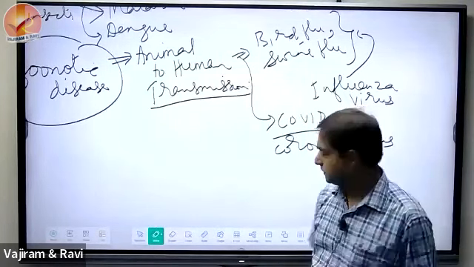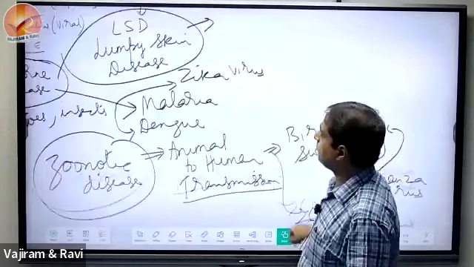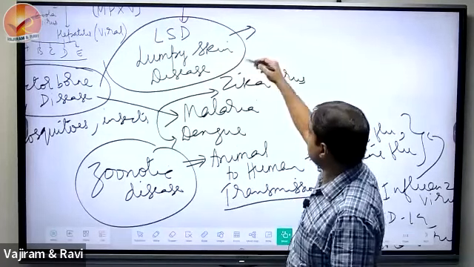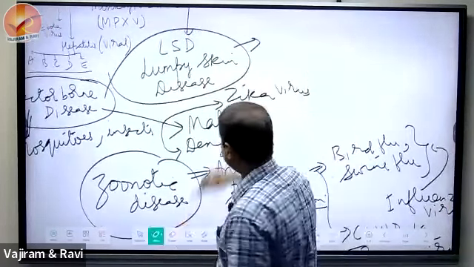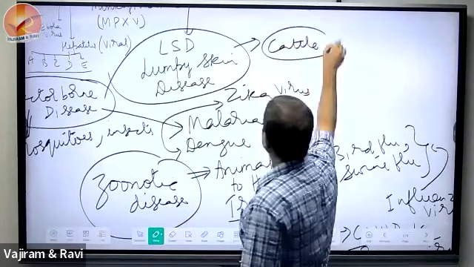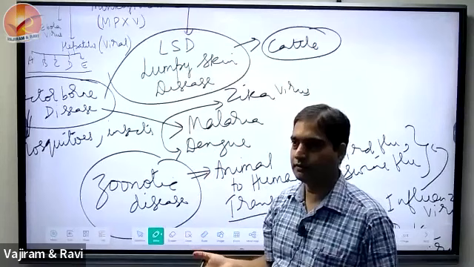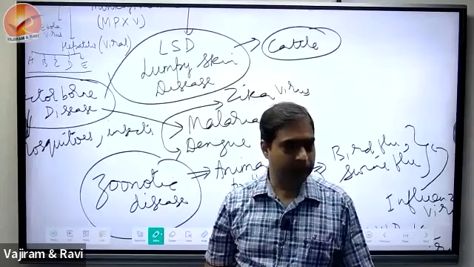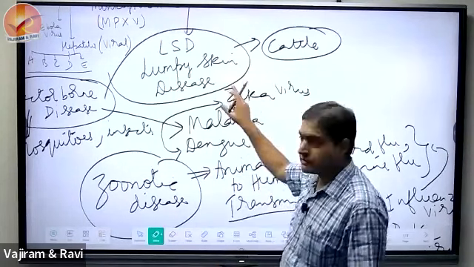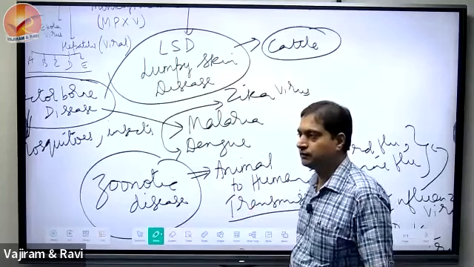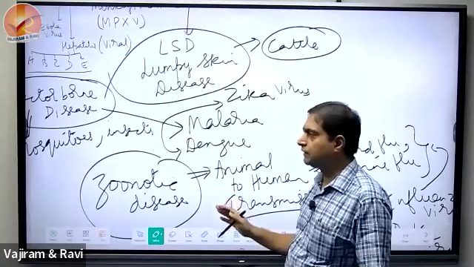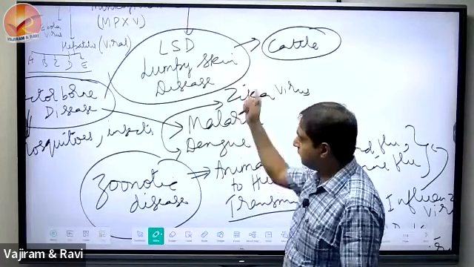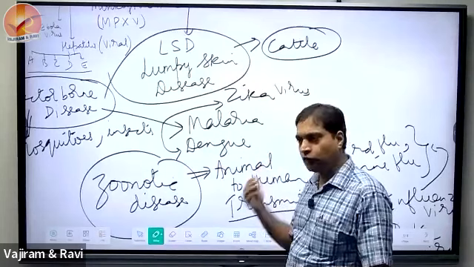So these are some examples. Now, what about lumpy skin disease? Is it a zoonotic disease? Lumpy skin disease affects mainly whom? The cattle. So there is cattle to cattle transmission. It is caused by a virus. But this is not transmitted from cattle to human. So there is no animal to human transmission yet noticed for lumpy skin disease. So it is not a zoonotic disease. So it is a vector-borne disease, but it is not a zoonotic disease. Is it clear?